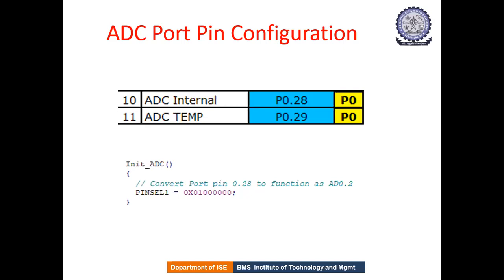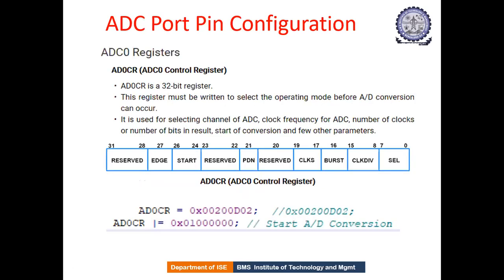ADC internal is at port 0, bit 28. That means we are making use of P0.28. For port 0.28, we are supposed to use PINSEL1, correct? PINSEL0 is used for bits 0 to 15, and PINSEL1 is used for bits 16 to 31 of port 0. So we are initializing the 28th bit of port 0 by giving the value 0x010000 for initializing ADC. Once the ADC has been initialized, we are supposed to give values to the particular control register in order to perform the task.